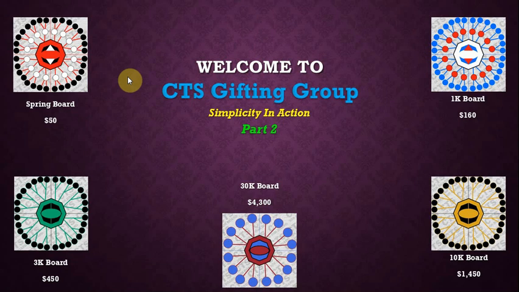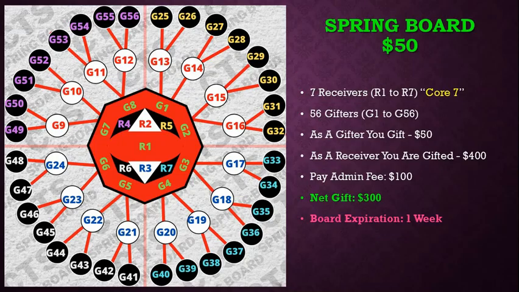Alright, let's continue. We're going to dig deeper into the boards and how we work here at CTS. We're going to cover administration, rules, strategy, suggestions, and whatever other questions that may pop up. So the first board that you're going to see is called the springboard. But remember, as we spoke about in part 1, there are 5 boards and each one of them are standalone, meaning that you could enter any board at any point you choose.